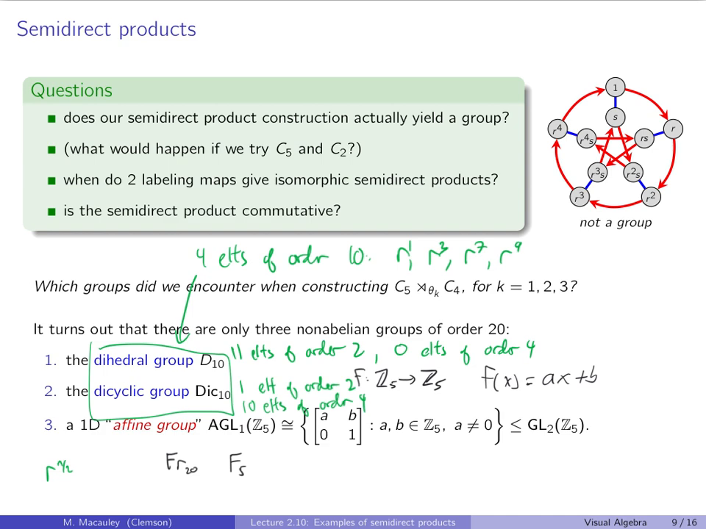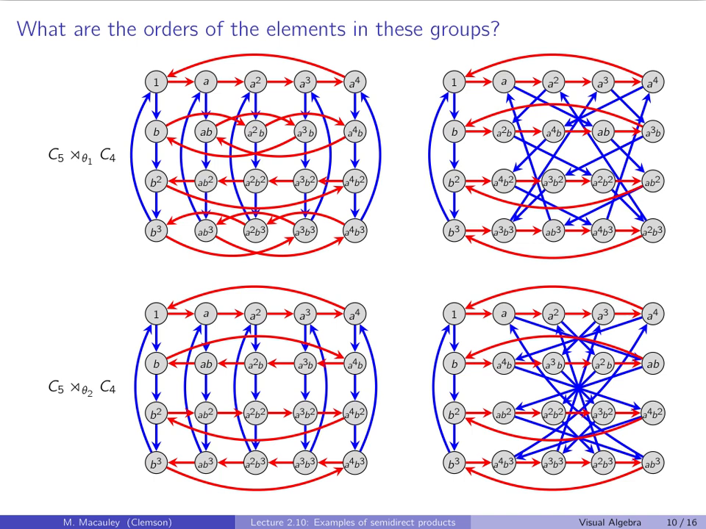And let's do that. Here are those Cayley graphs again, and I hope you don't mind if I work with these 2 rather than those 2. So I'm going to write down the order of the elements by the nodes. This has order 1, and then these all have order 5. And then b has order 4. b squared has order 2. b cubed has order 4.